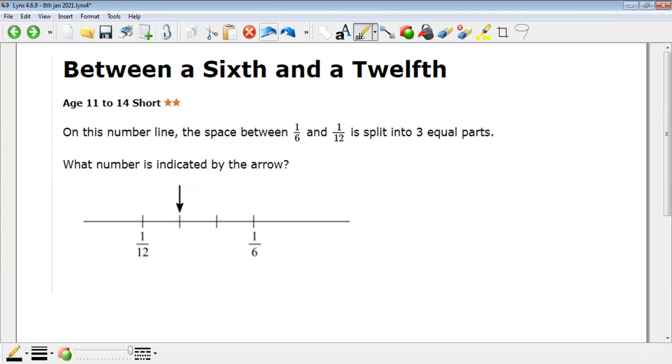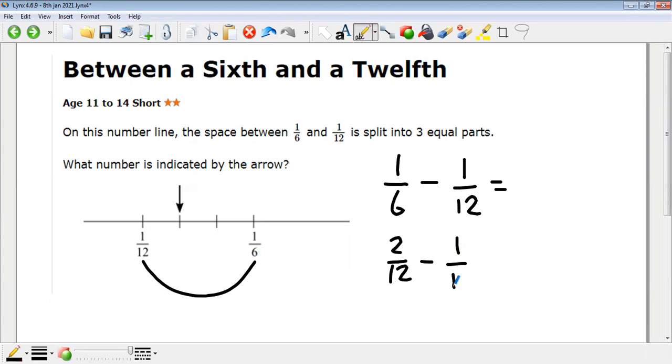So we need to find out what this jump is though. So the way we could do that is by finding the difference, which is just taking the smaller one away from the larger one, like so. So that jump is actually worth a 12th over here. But the problem we've got is the numerator is 1, but we've actually got 3 jumps. So we're going to have to make our numerator into 3 so that we can then make those jumps.